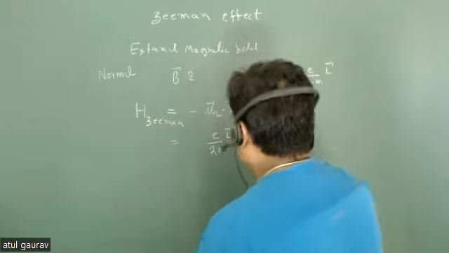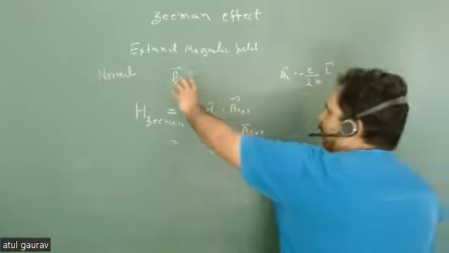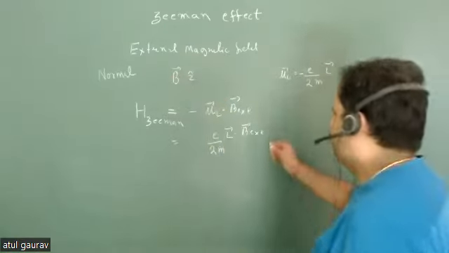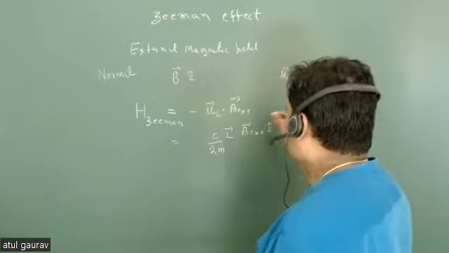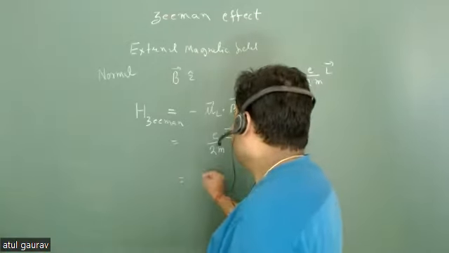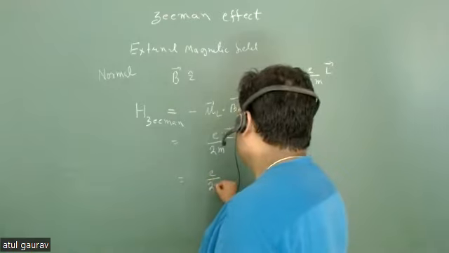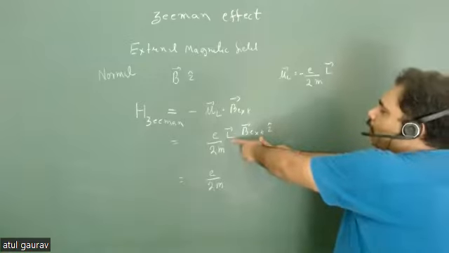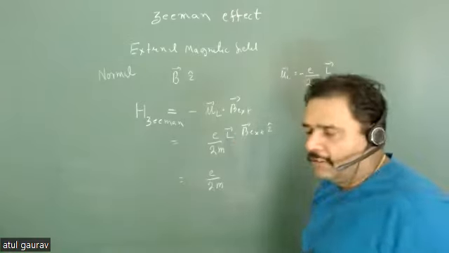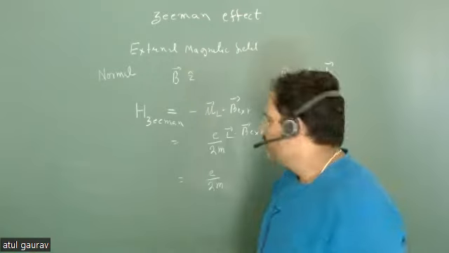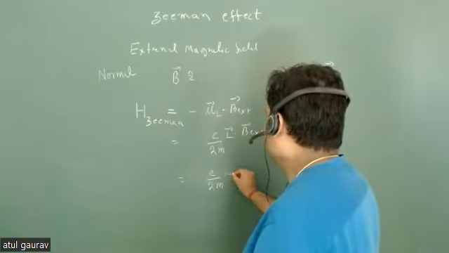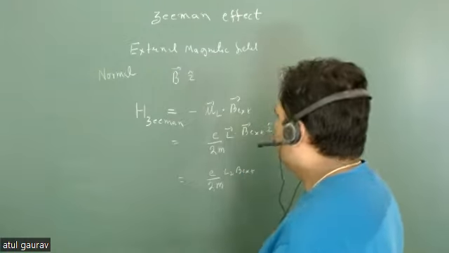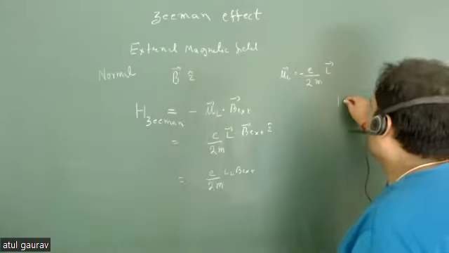L dot B external. Now, in the ideal situation, we are saying B is in the z-cap direction. So what is the direction of B? That is in the z-cap direction, and we have e upon 2m. Now if B is only in the z-cap direction, then only the z component of L is going to couple with it. So we have L z B external. And obviously, what is our good quantum number here?